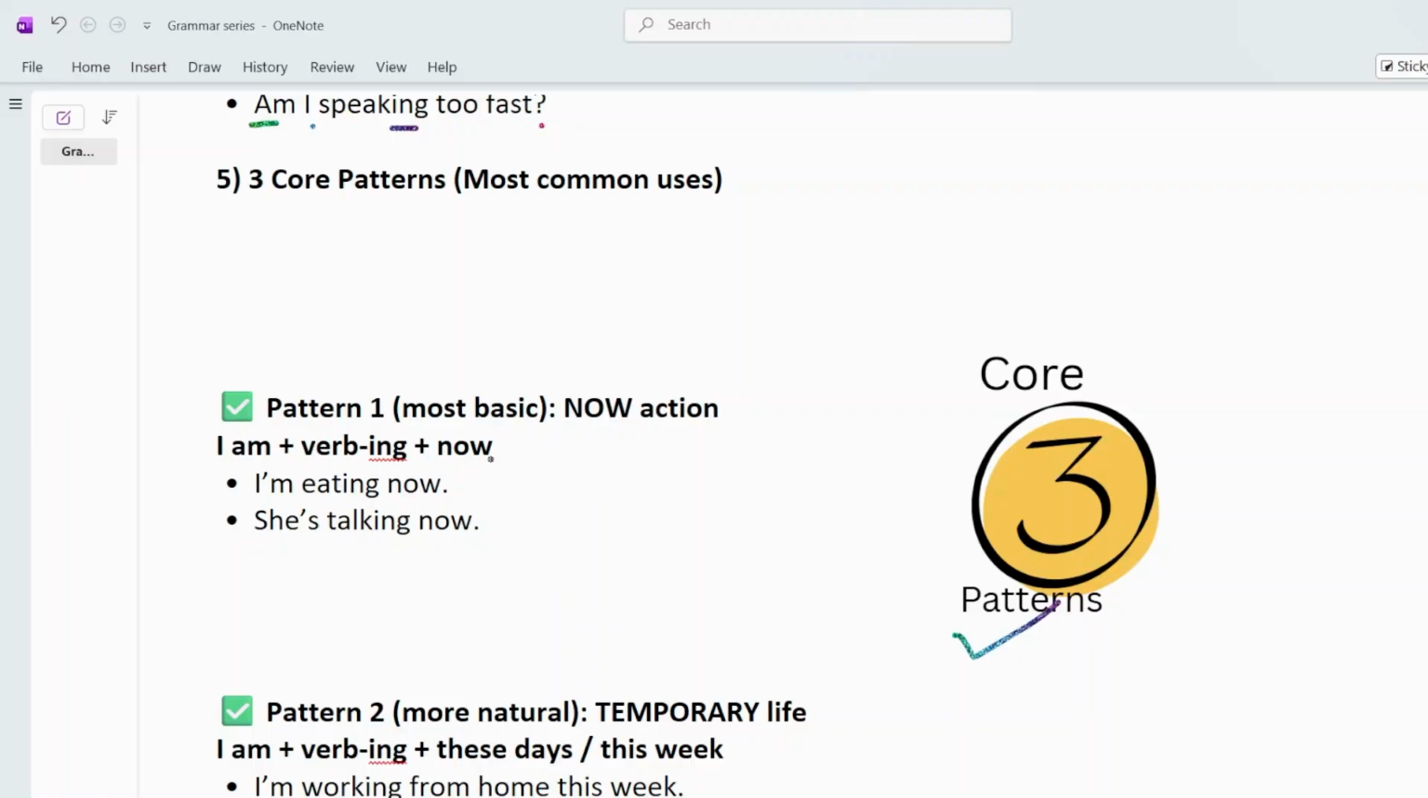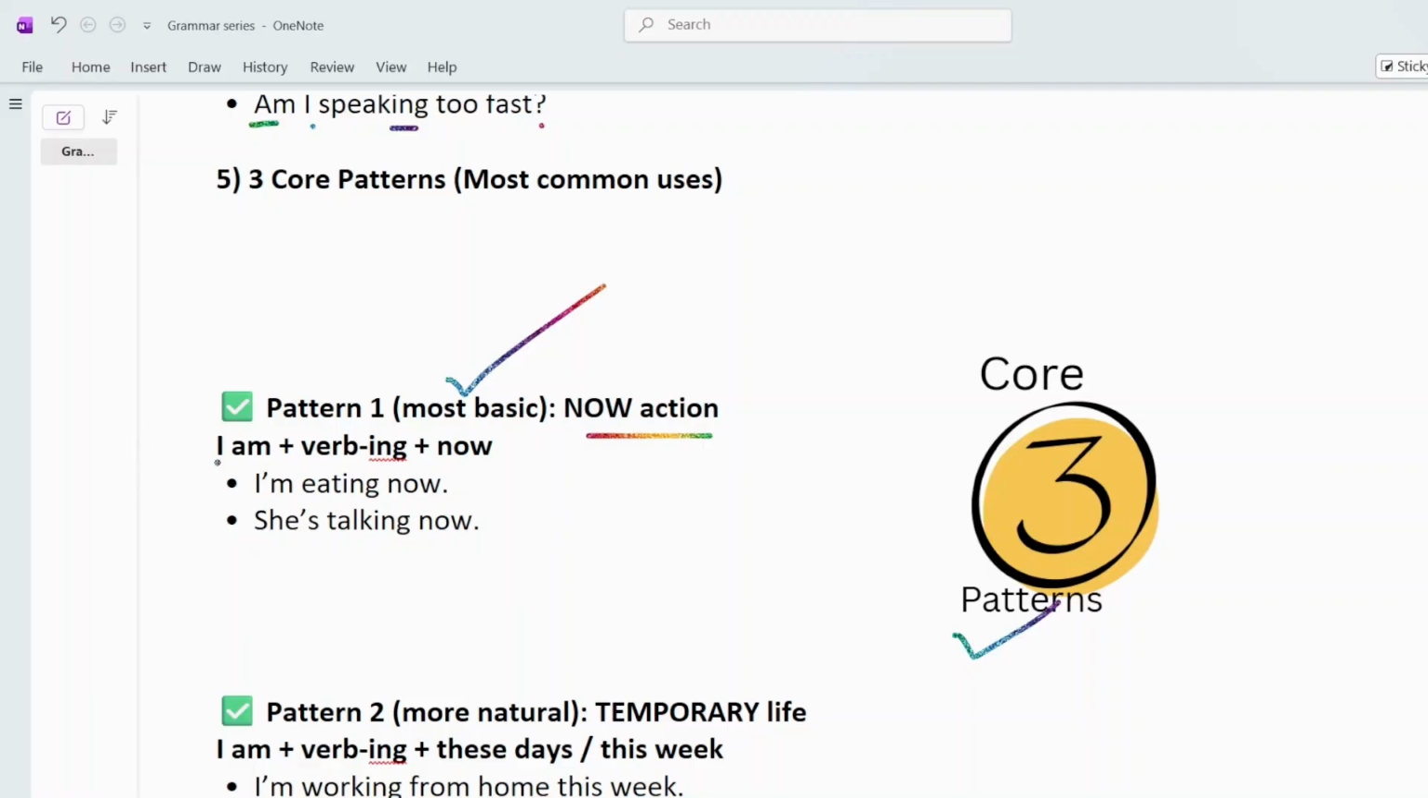Now we go into the fluency patterns. These are basically known as fluency patterns because they help you enhance the way you talk. All right, so let's look at pattern one. Pattern one almost talks about now action. This is the most basic pattern one can use.